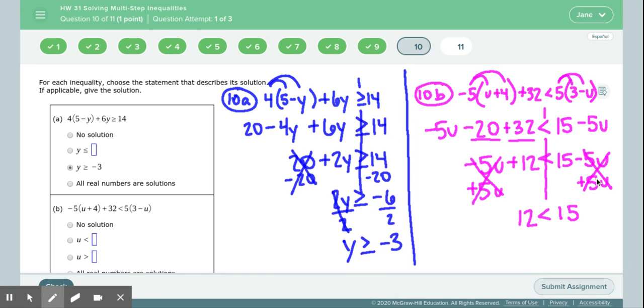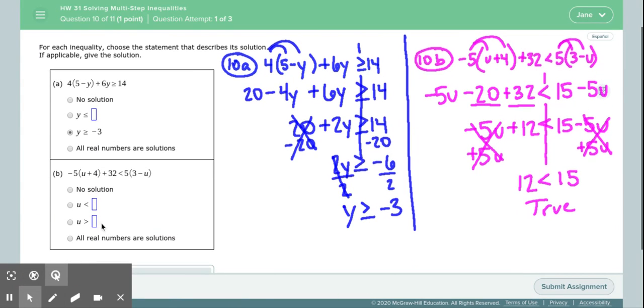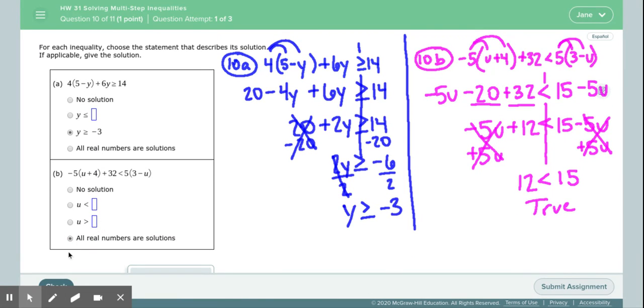So remember, the case where you have variables that cancel out is either going to be no solution or all real numbers are solutions. It's going to depend on what is left. So is what is left true or false? If it's false, it's no solutions. If it's true, it's going to be all real numbers are solutions. So ask yourself, is 12 less than 15? Is that true or false? In my case, it is true. So then I would come over here and I would choose that all real numbers are solutions.